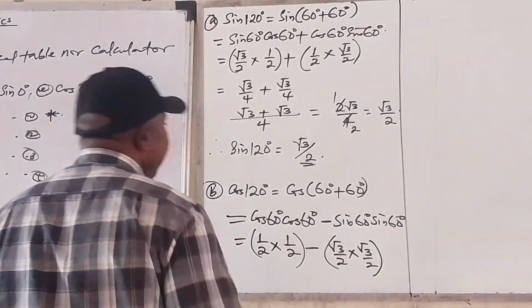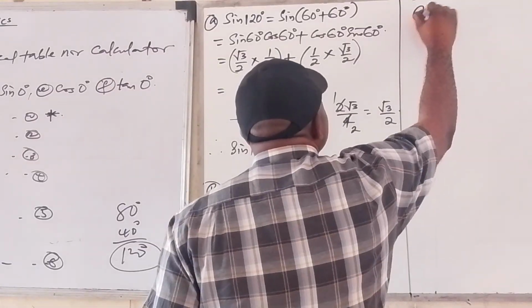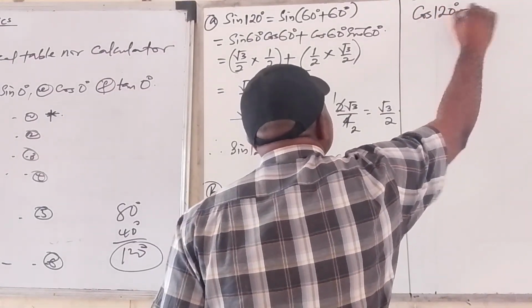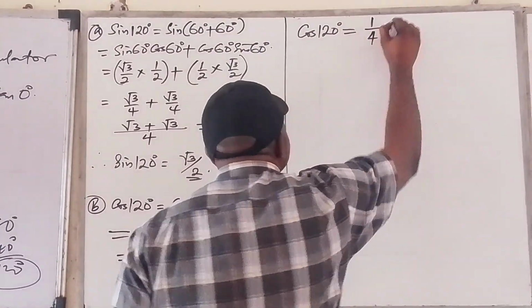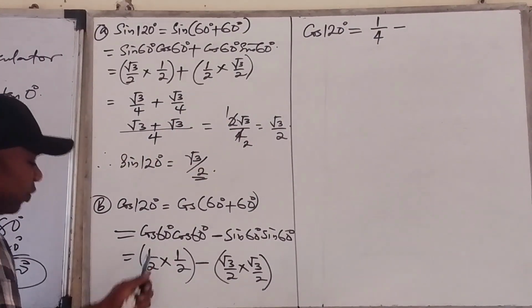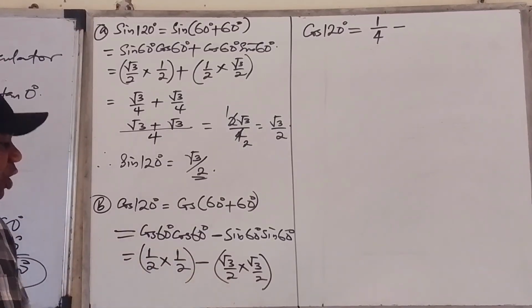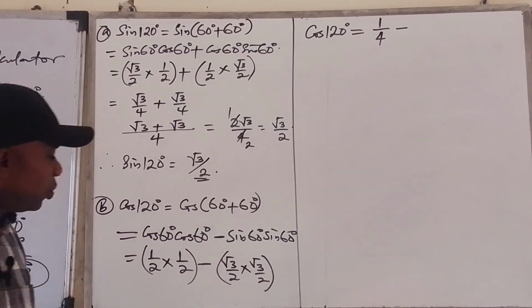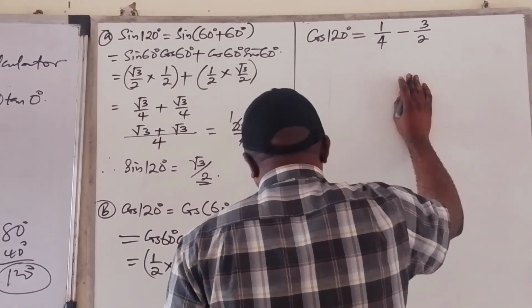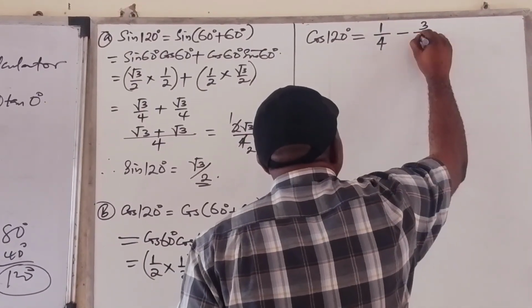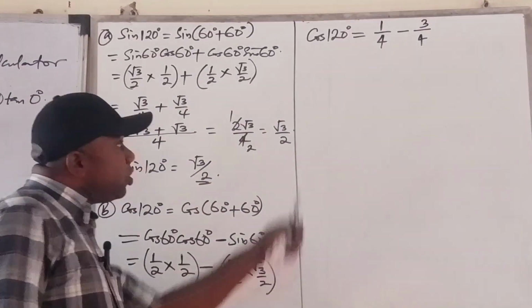Now looking at this, the value of our cos 120 degrees will be equal to 1 over 2 times 1 over 2 is 1 over 4. Now root 3 over 2 times root 3 over 2. Root 3 times root 3 is root 9, which is 3. We have 3 all over 4, since 2 times 2 is 4. Please take notes.